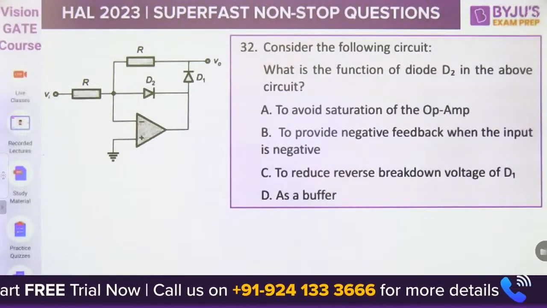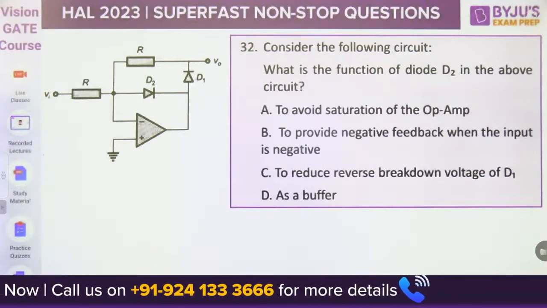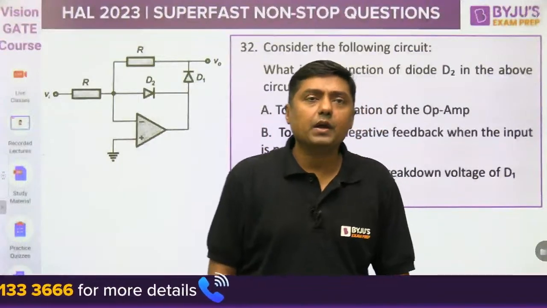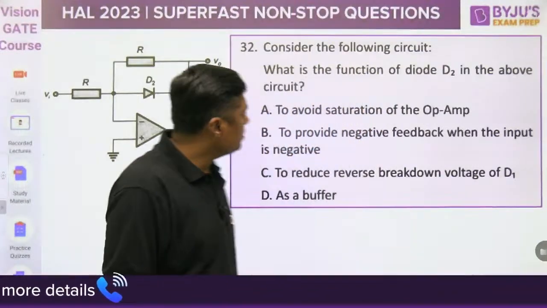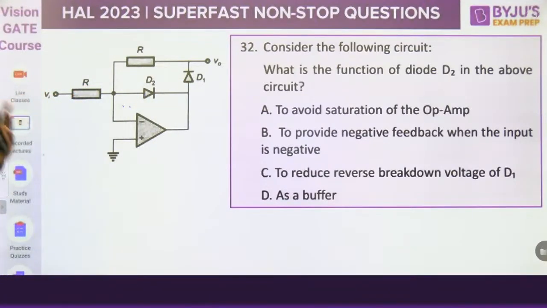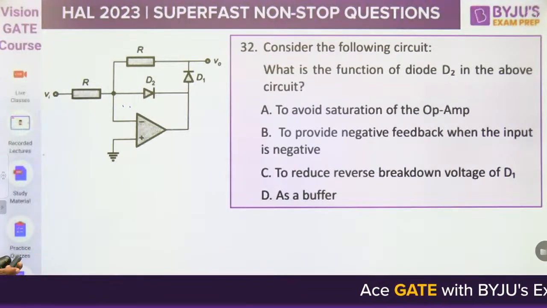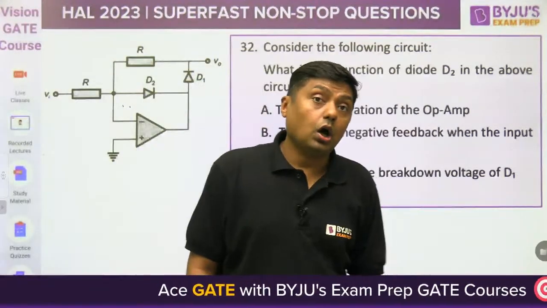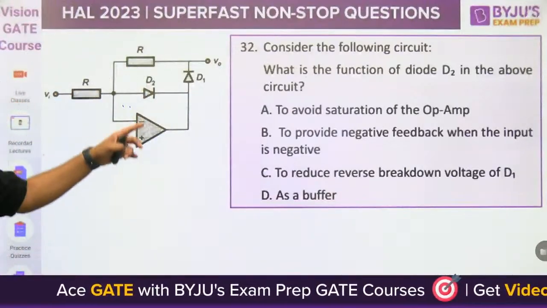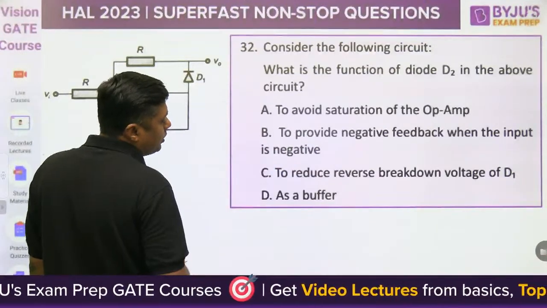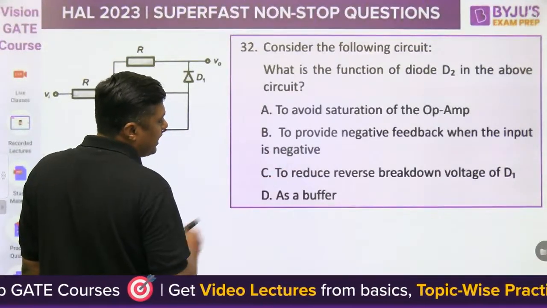Okay. Consider the following circuit. What is the function of diode D2 in the above circuit? And tell me what is the name of this circuit, everyone. We are connecting the two diodes D1 and D2. This is R and this is R. What is the basic purpose of diode D2 in the figure? The options: to avoid saturation of the op-amp, to provide negative feedback when the input is negative, to reduce the reverse breakdown voltage, and as a buffer.